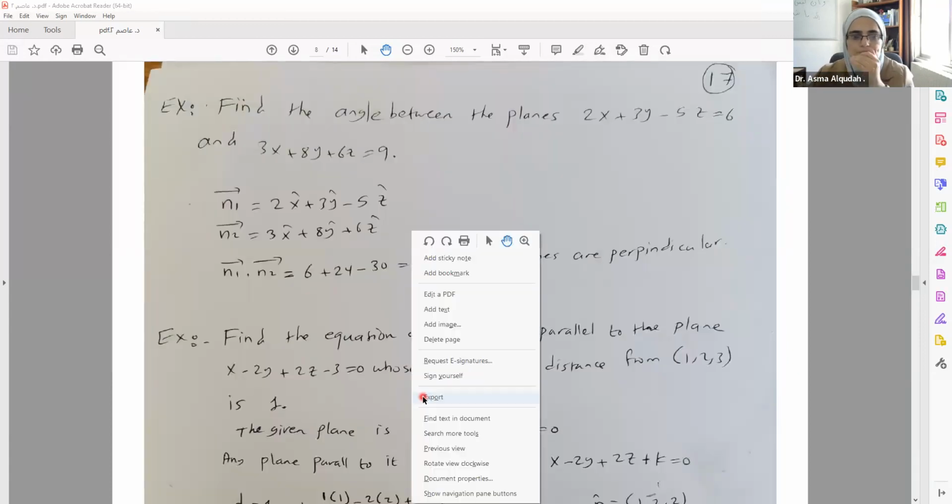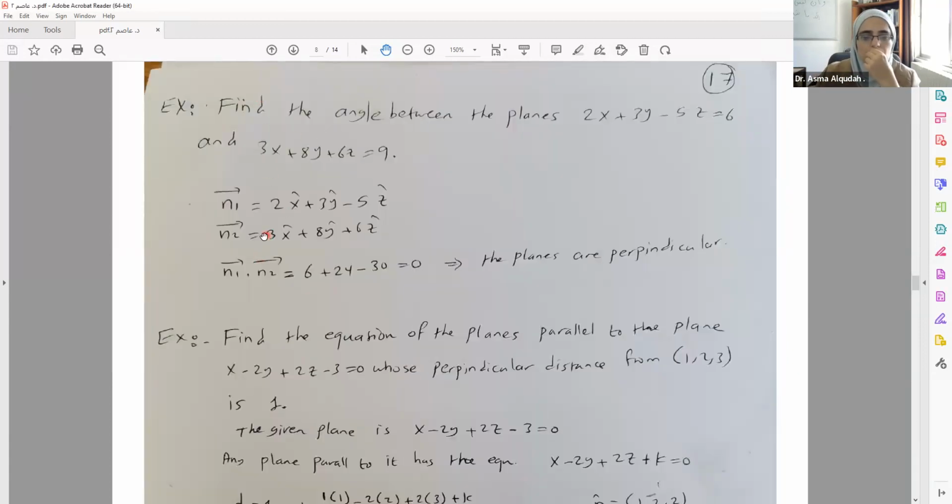Okay, let's move to the next one. This example is asking us to find the angle between two planes. The two planes are given. This is plane, let's call it pi 1, and this is plane pi 2. So we have the equation of each of these two planes, and the question is asking us to find the angle between these two planes.